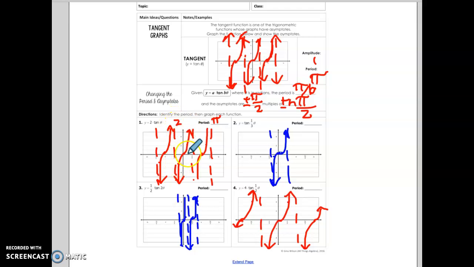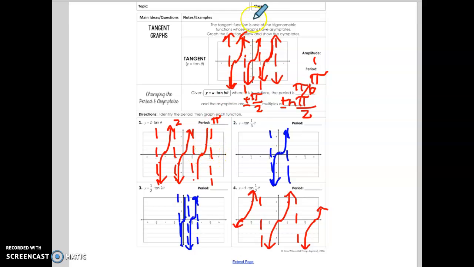Halfway between here is going to be my min, which is going to go down to negative 2 because my amplitude is 2, and then halfway between the 0 and the asymptote here should be my other quarter point, which is my max, which is going to go up to +2. And then I can just repeat that curve as I go. So another pi direction this way, asymptote, halfway in between is my 0, halfway between here again is my min, halfway between here is my max.